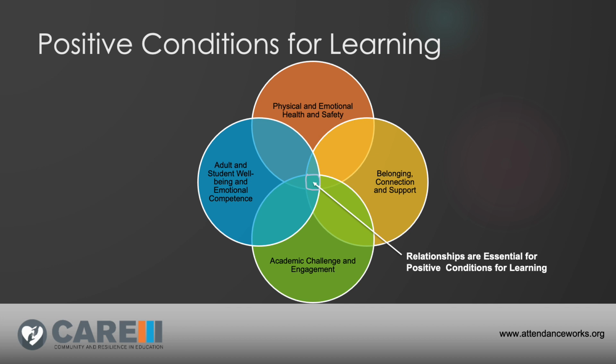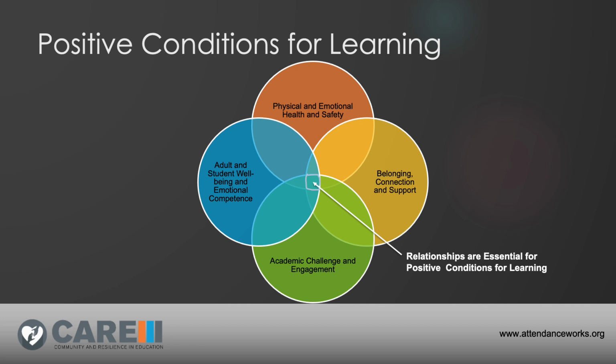So these are positive conditions for learning. These are things that need to be in place for a student to have optimal learning. And you can see that one piece of this is academic challenge. So focusing on the achievement, focusing on the rigor, focusing on the quality of instruction is one of four areas or conditions that must exist for learning.